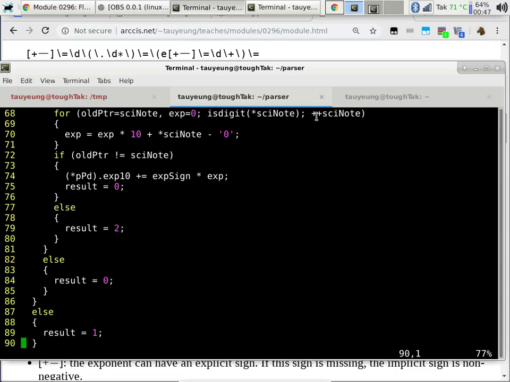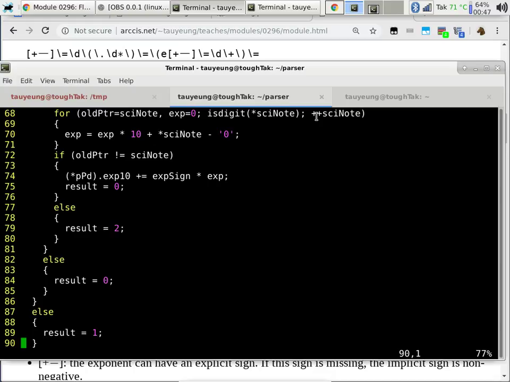That is when I use O pointer and compare that to side note. Because if I had seen at least one character, side note would have incremented. They would not be the same. The only reason why they would be the same after the loop is I did not see a single digit at all. Is that okay? So if I do not see a single digit, I say, okay, let's return a non-zero value to say that, oops, we got a problem. This number was not well formatted.